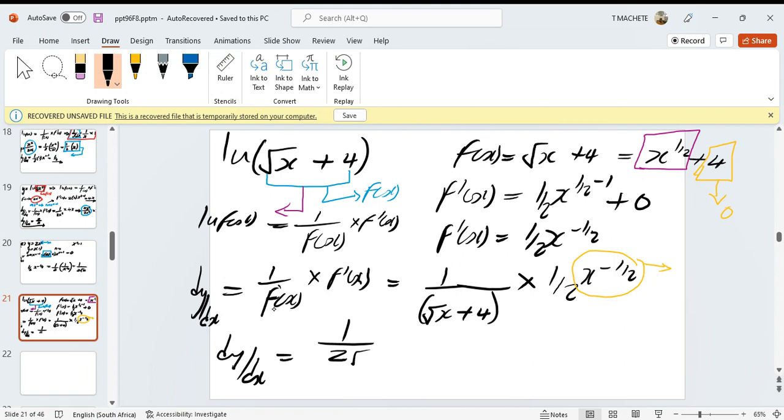Just write it as 1 over 2 root x over your f of x, which is x plus 4. That's your answer. Don't try to simplify it further. If you write it this way, that's your answer. This is your answer. Any question? Any question, guys? You don't have any question?